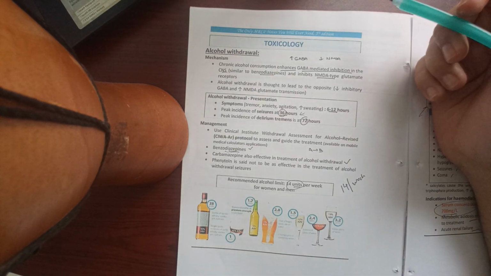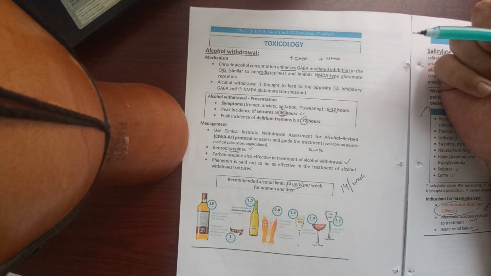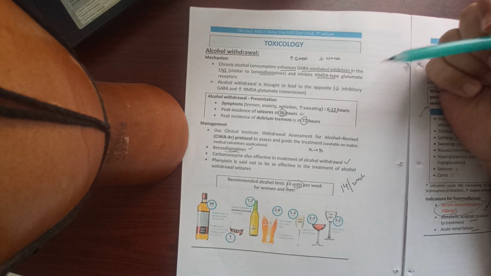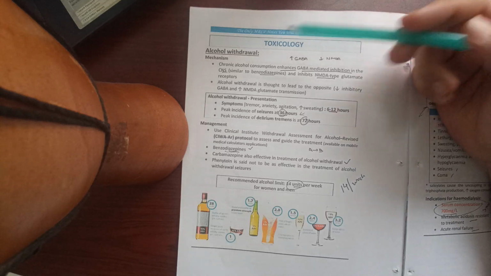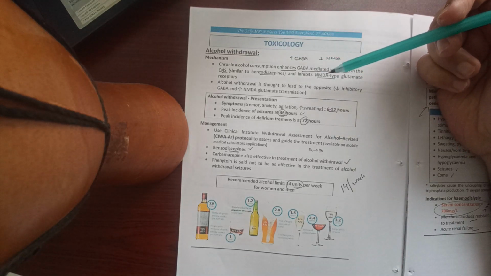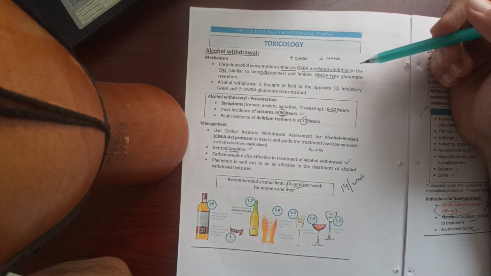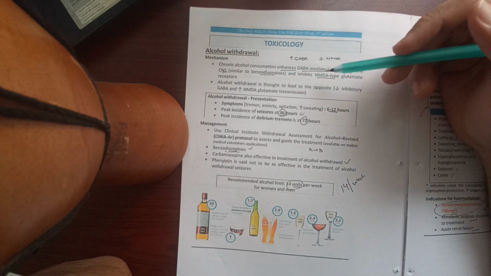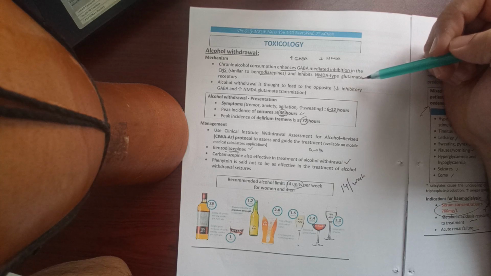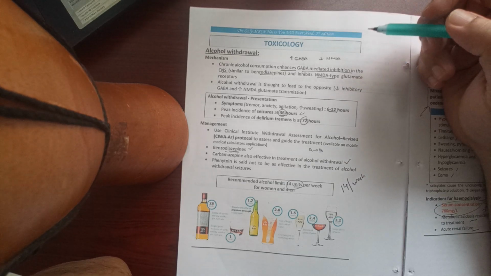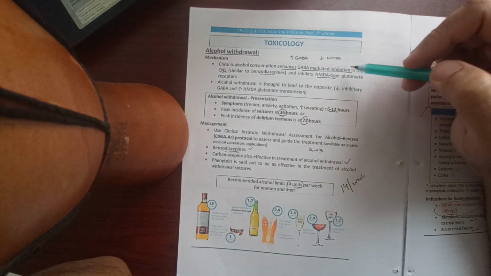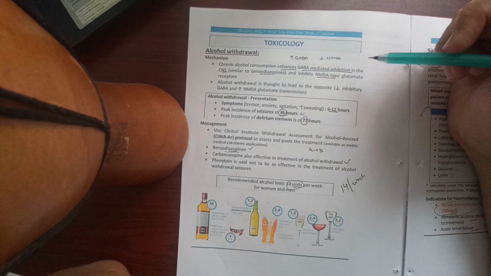So what actually you do for different medicines toxicology section? Mechanism. Also you have to understand the mechanism, what's happening. Alcohol withdrawal. So chronic alcohol consumption enhances GABA mediated inhibition in the CNS, something similar to benzodiazepine, and it inhibits NMDA type glutamate receptors. So it enhances the GABA mediated inhibition in the CNS.